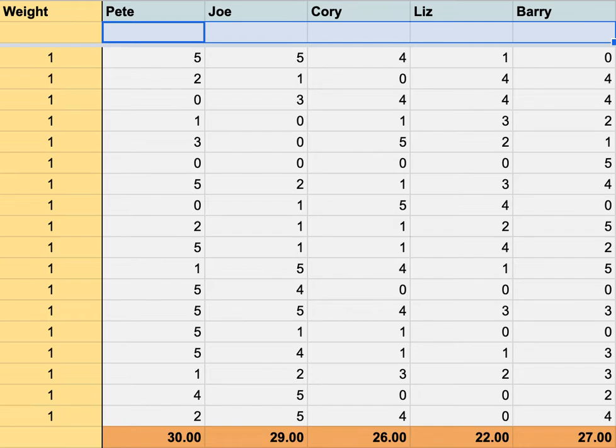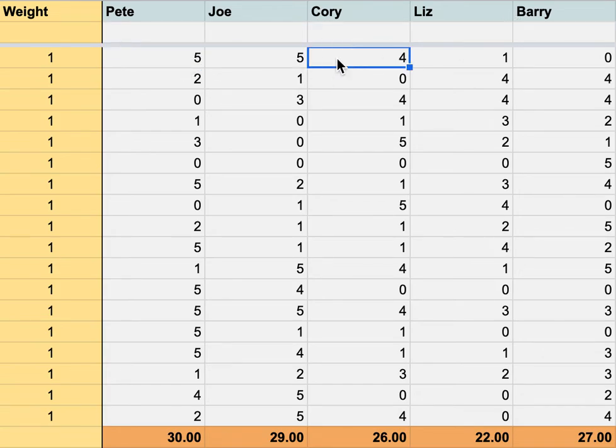These are based on a score voting ballot, so what's happening here is the voters are rating the candidates on a scale of 0 to 5. So not ranking 1, 2, 3, but rating 0 to 5, just like a Yelp review or Amazon.com review. And so each row here represents a voter, and each column represents a candidate. So this first voter gives Pete a 5, Joe a 5, Corey 4, Liz 1, Barry 0.